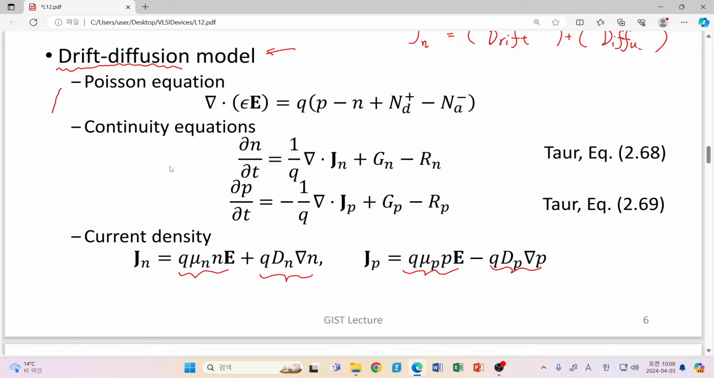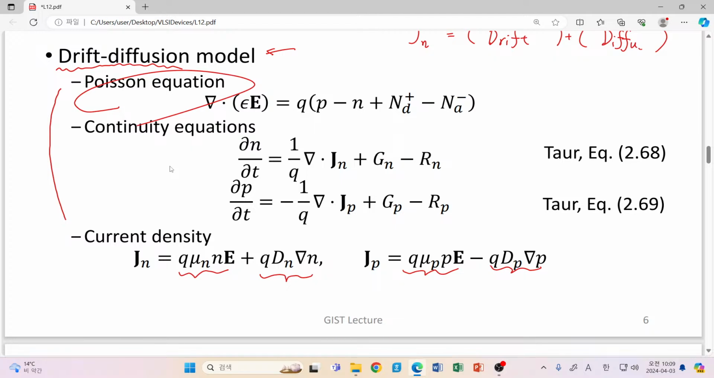And the other equations are common to different models. Every semiconductor device model should solve the Poisson equation. If you say otherwise, you miss something. Since we are talking about the movement of charged particles, every time you should consider the Poisson equation.